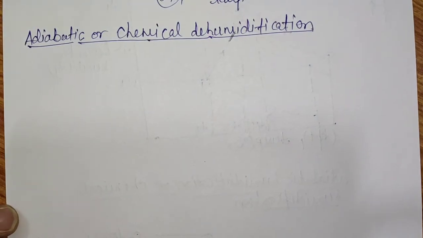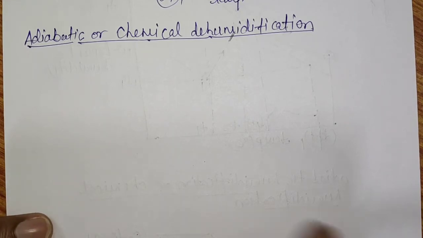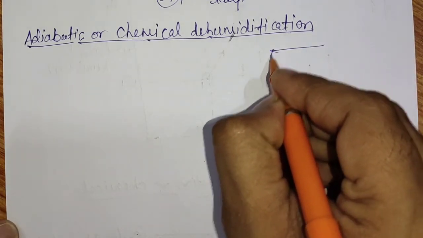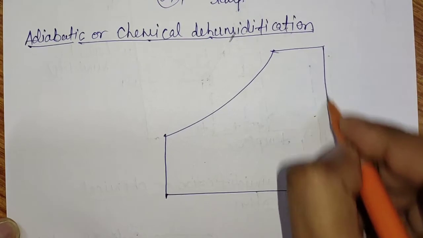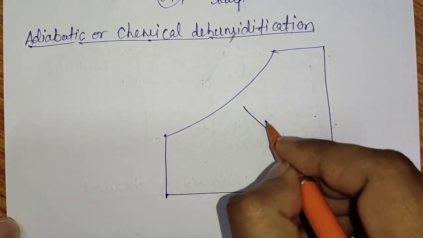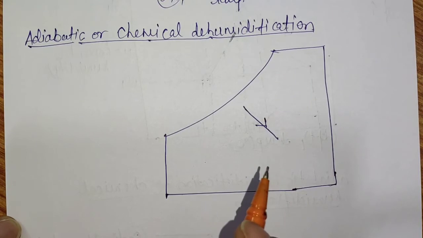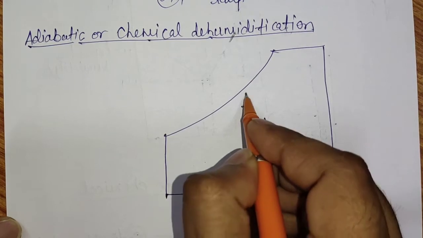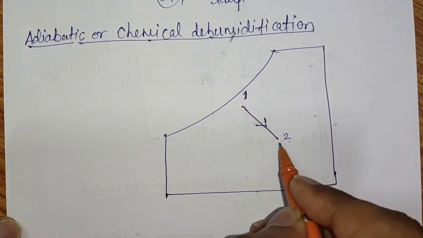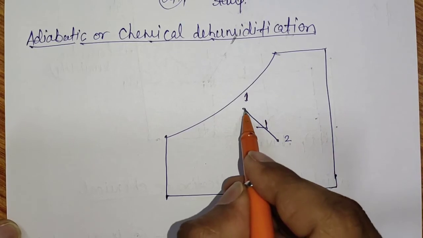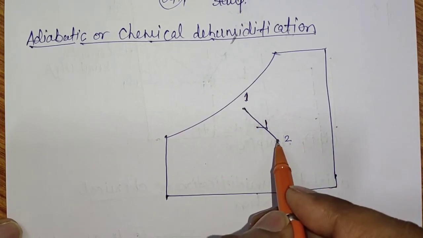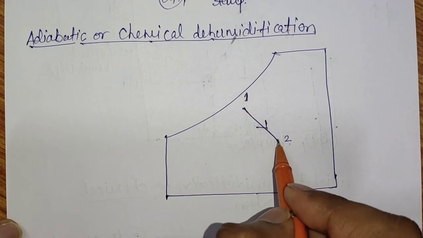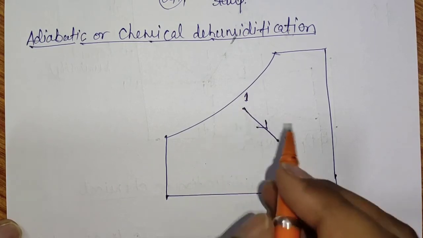Adiabatic or chemical dehumidification is a process just reversed to adiabatic or chemical humidification. If we want to show the process on the psychrometric chart, it is just the reverse of adiabatic humidification. Adiabatic humidification was from here to here, whereas adiabatic dehumidification is a process from 1 to 2, while the adiabatic humidification was a process from 2 to 1.